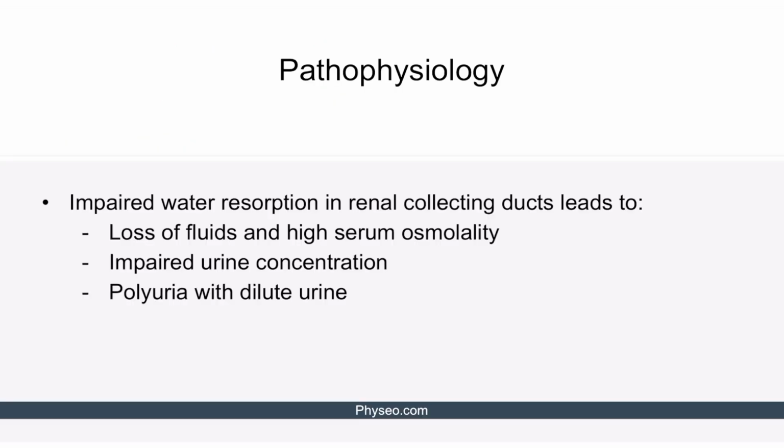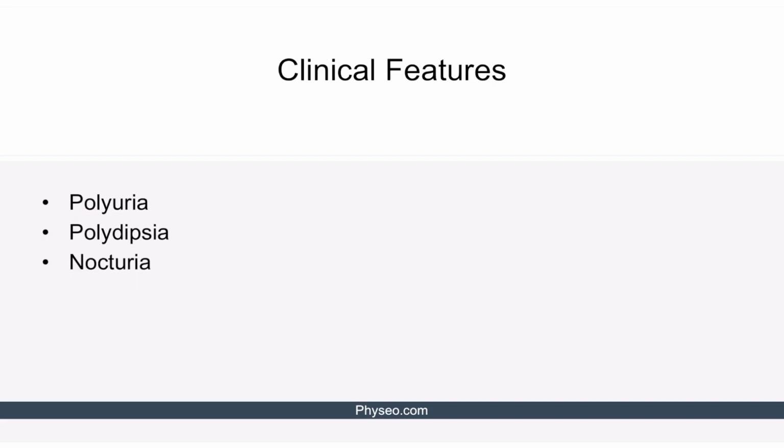Now let's also briefly review the pathophysiology of diabetes insipidus. We know that ADH works on the renal collecting ducts, leading to water resorption and thus urine concentration. So, a deficiency of ADH or a resistance to ADH in the kidneys leads to loss of fluids and high serum osmolality, as well as impaired urine concentration, which results in polyuria and dilute urine. A patient with diabetes insipidus can present with polyuria, polydipsia, and nocturia, which is frequently waking up at night to urinate.